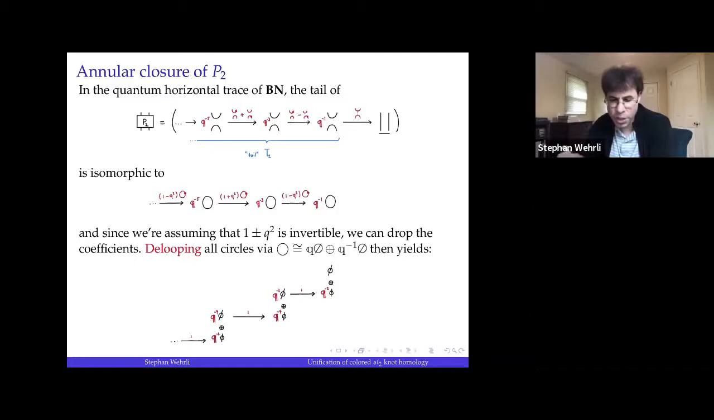And then we can deloop all of these circles. We can use that the circle is isomorphic in the Bernoulli category to two copies of an empty tangle. If we apply this isomorphism consistently to each circle, then we get a complex that looks like this. Here we have identity terms, so all these complexes are just contractible summands. Up to homotopy, we're left with a single copy of the empty tangle. So in the quantum annular closure, this becomes the empty tangle. So we really get the cone of the empty tangle to this picture. So this proves the cone formula for the n equals 2 case.